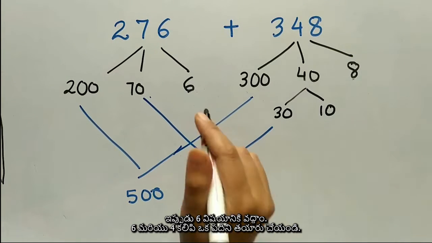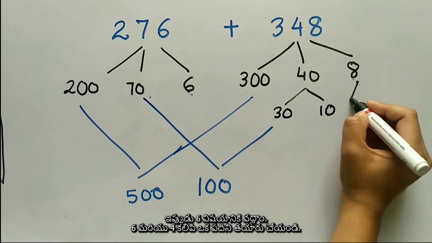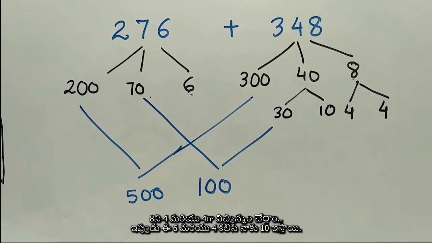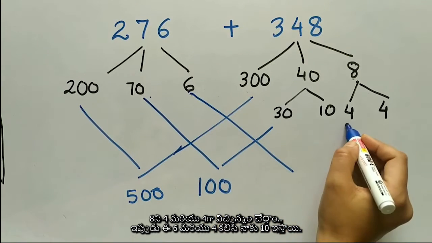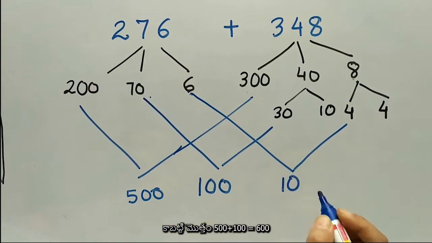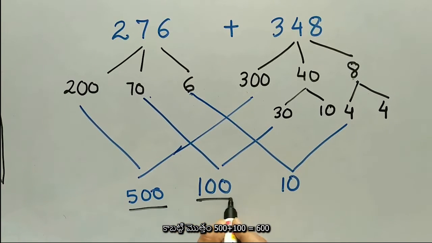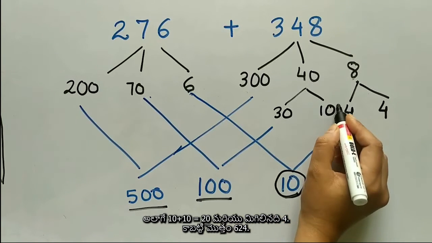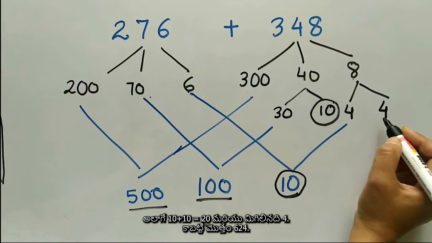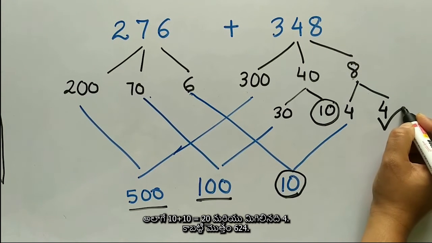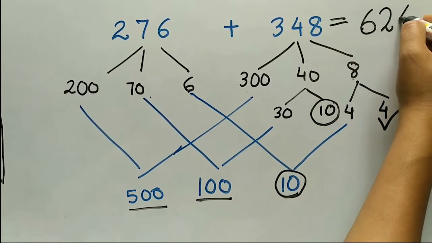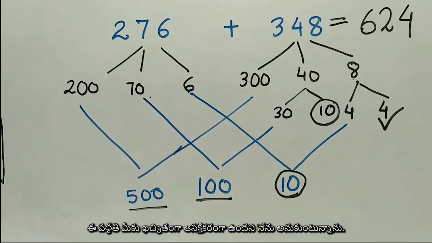Now this 70 and this 30 give me another 100. Now let's come to this 6. 6 and 4 make a 10. Can I get a 4? Yes, let's break this 8 into 4 and 4. Now this 6 and this 4 give me a 10. So total 500 plus 100, 600. This 10 plus 10, 20 and leftover 4. So total is 624. I am sure you are finding this method interesting.